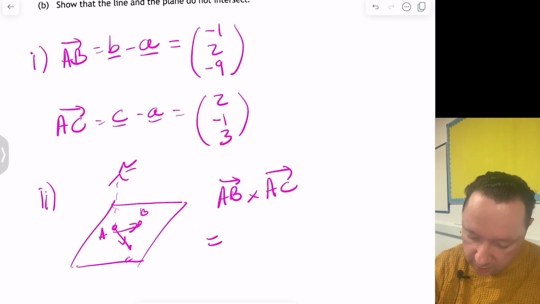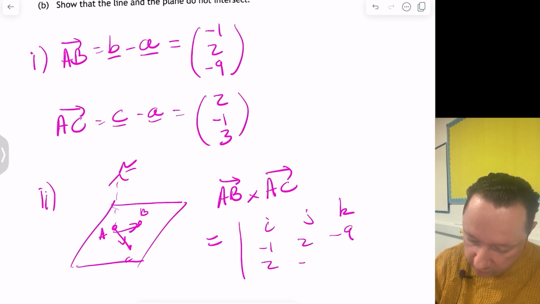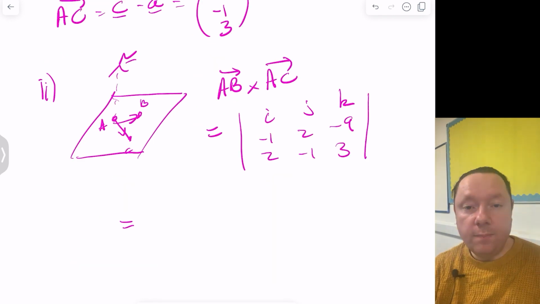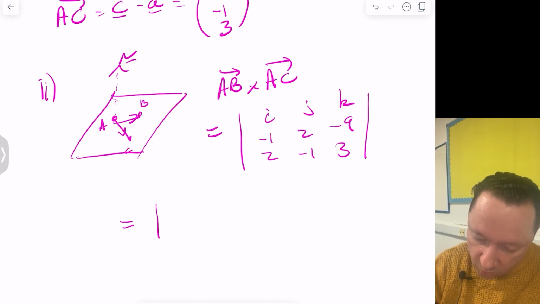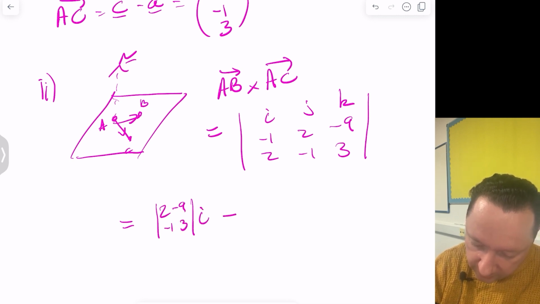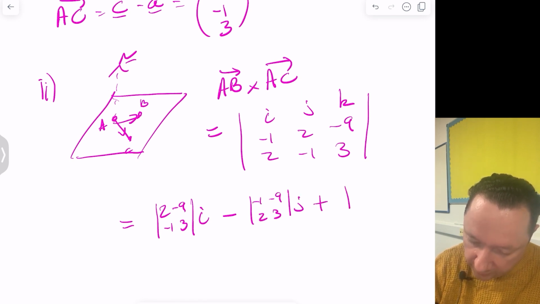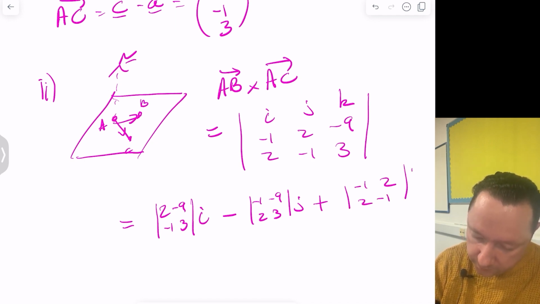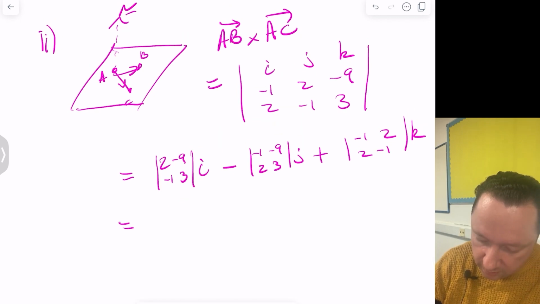Now you can use that exam paper for this. It is a matrix, i, j, k. AB is minus 1, 2, minus 9. And AC is 2, minus 1 and 3. So using that exam paper to help me, it's the determinant of 2, minus 9, minus 1, 3 times i, minus the determinant of minus 1, minus 9, 2, 3 times j, plus the determinant of minus 1, 2, 2, minus 1 times k. Our 2D determinants.